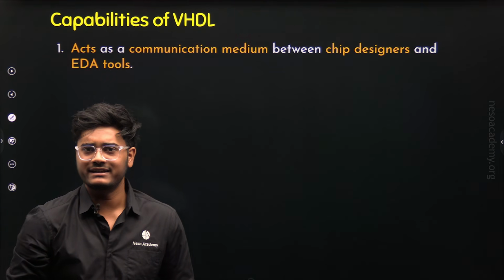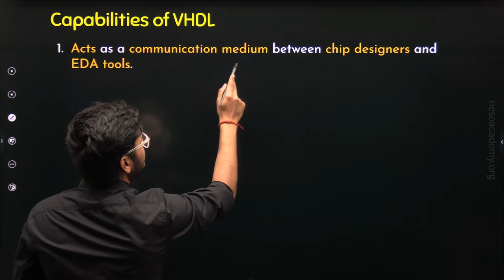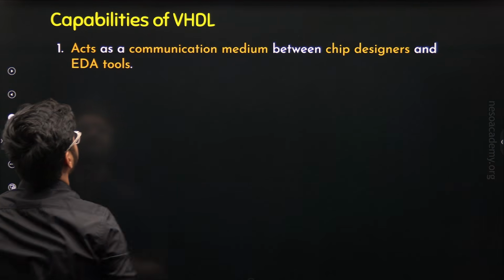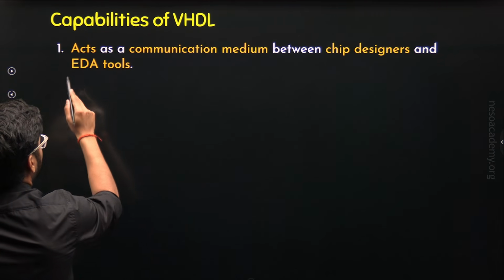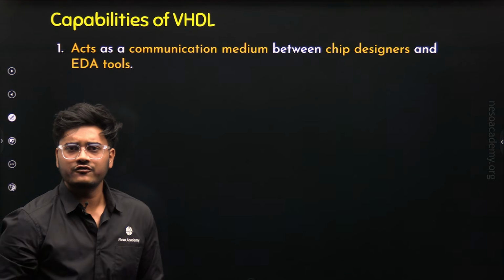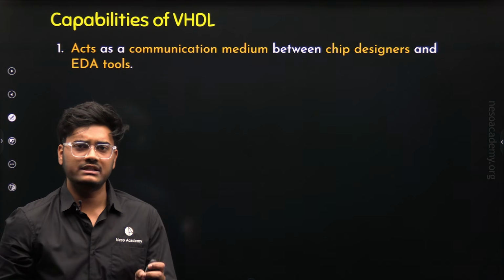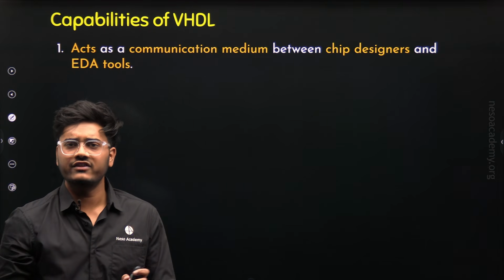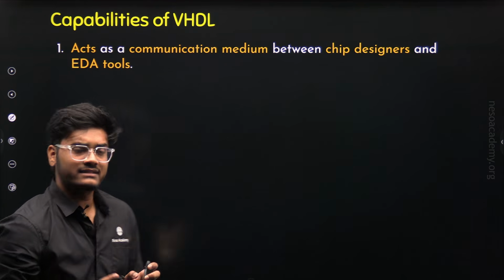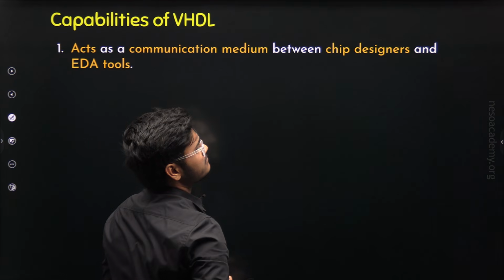The very first capability is that VHDL acts as a communication medium between chip designers and EDA tools. Now, EDA tools, electronic design automation tools, are specialized software, hardware, and services used by engineers to design, simulate, and verify electronic systems. Now, VHDL acts as a link between these EDA tools and chip designers.